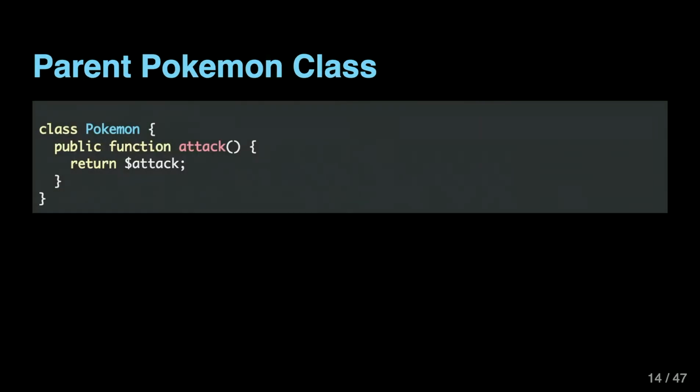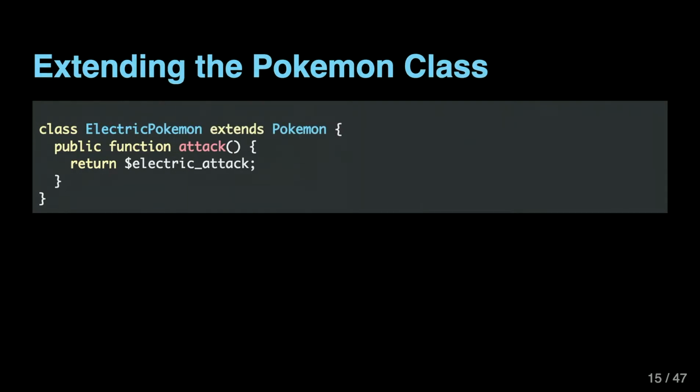Cool. Now let's look at our parent Pokemon class, which is this. I took out some of the properties. So we're going to focus on the attack function that we have in our parent class. We can also call this a base class. And then we're going to use the extends keyword to create an electric Pokemon class. So that extends keyword tells us that this electric Pokemon class is inheriting from the parent Pokemon class. And then within that, in the public function attack, we've overridden what was just an attack with the electric attack.